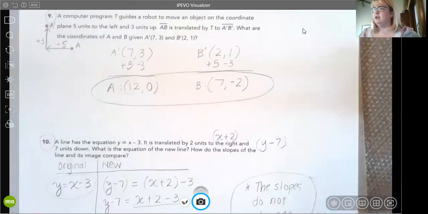All right, that concludes our lesson on translations. I want you to finish for this section all the ones that we did not do together. Now, we only had 10 problems. We did probably half of them together. So finish those and turn them in using the link, and have a great day.